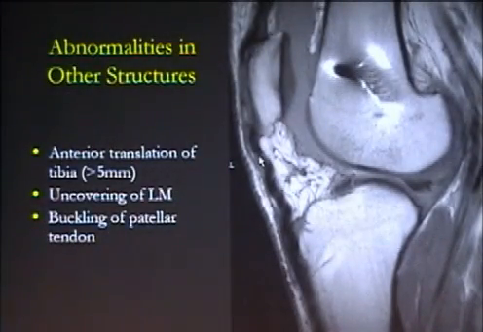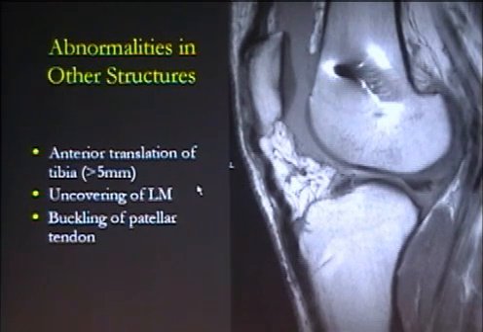What's more interesting is the cases where there is associated injury in the knee. What other things can we look for, and what other things should we look for when we suspect an ACL injury? One thing is anterior translation of the tibia, more than 5 millimeters.